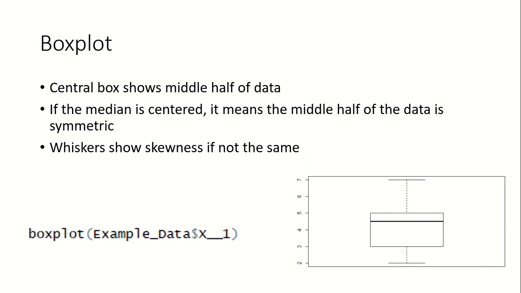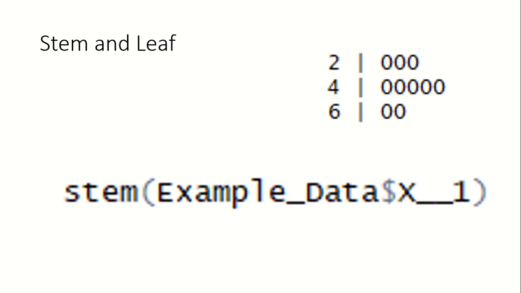Next up is box plot. Central box shows middle half of the data. If the median is centered, it means the middle half is symmetric, and the whiskers show skewness if they're not the same. I have also attached the R command and a picture of a sample box plot. Here is stem and leaf.